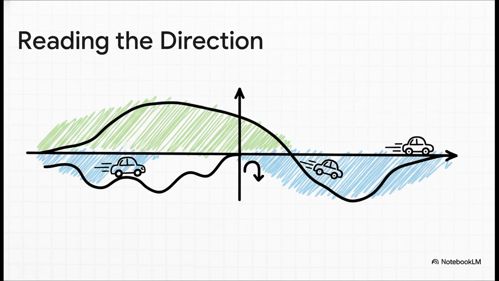What's really cool is that we can see the object's direction just at a glance. If the line is anywhere above that horizontal axis, its velocity is positive. Let's just call that moving forward. If it dips below the axis, well, its velocity is negative, meaning it's now moving backward. And what if the line is sitting right on the axis? The velocity is zero. The object is actually stopped. And the most dramatic moment? When the line crosses the axis. That is the exact instant it changes direction.